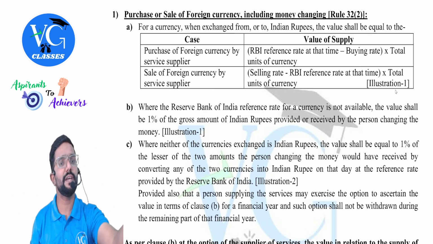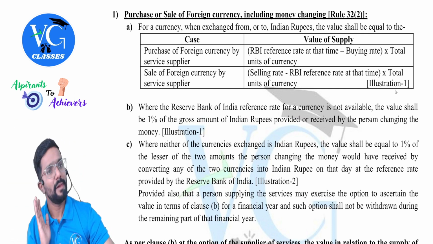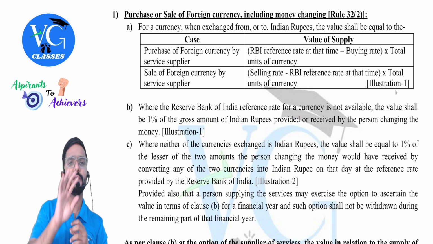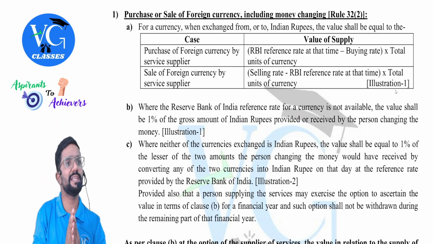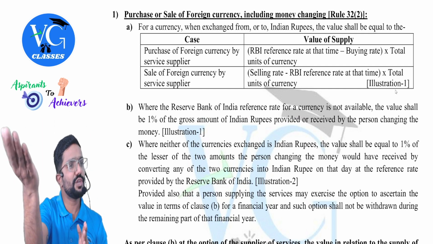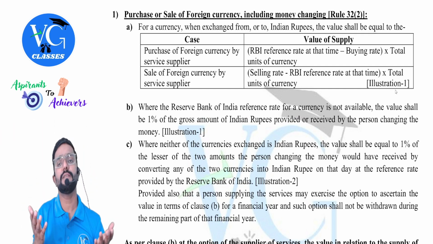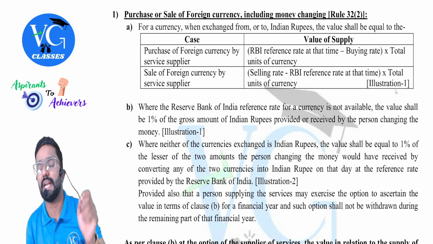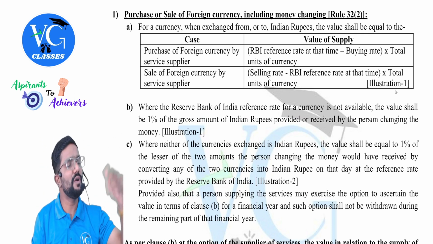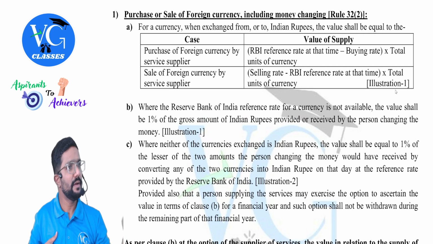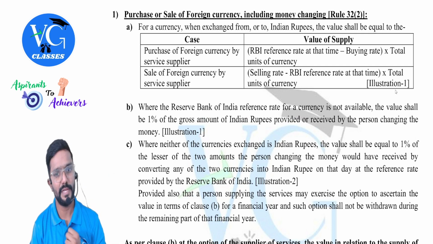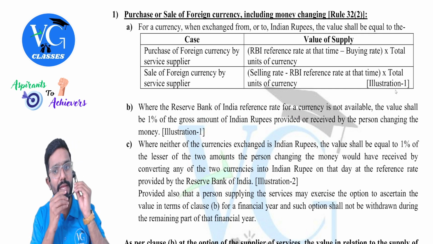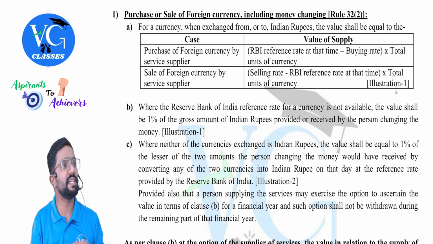No. Whatever you have taken from me, you will go and exchange it at RBI. You will give the dollar to RBI, and RBI will give you the respective currency amount. Clear? Or else you will go to the respective authorized dealer and give the US dollar and get Indian rupees, because ultimately you are also earning in rupees. So if you have purchased the foreign currency, at the end of the day or the period, you will exchange it for rupees, not with the people but with the respective authority. So value of supply will be the RBI reference rate at that time minus the buying rate into total units of currency exchanged.